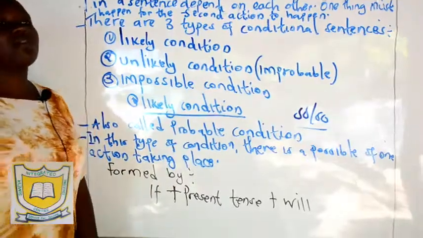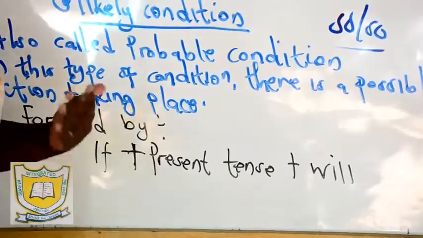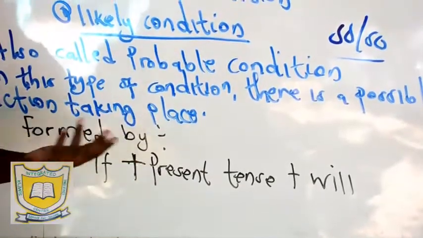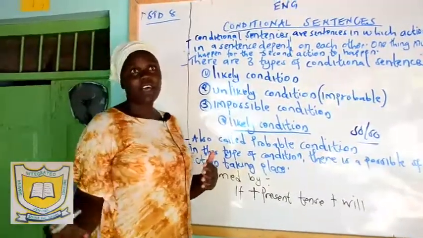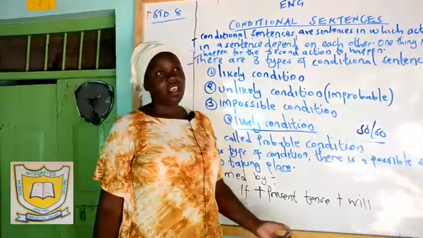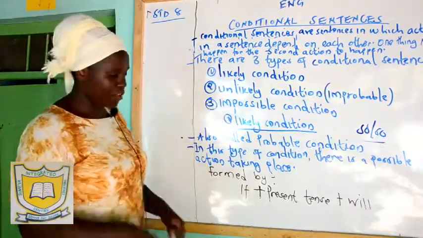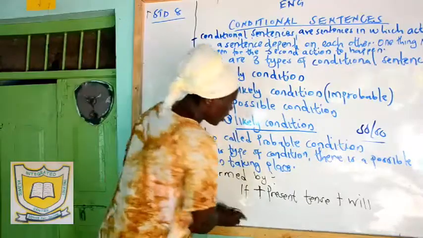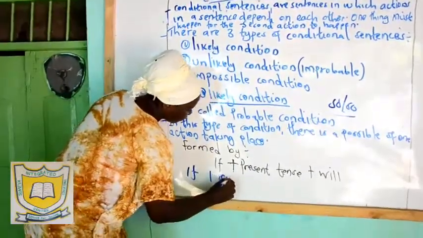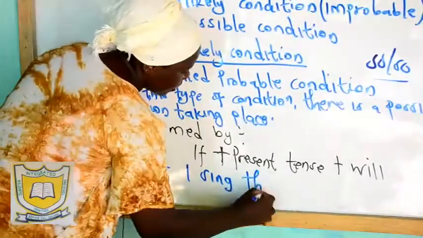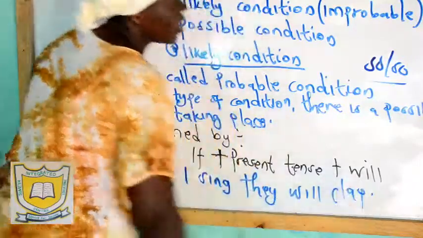And when it comes to the present tense, it can be the present simple tense. If I say the present simple tense, I mean something that happens often, or what I mean is the plural verbs, those without an S, and those with an S. Example in a sentence: if I sing, they will clap.